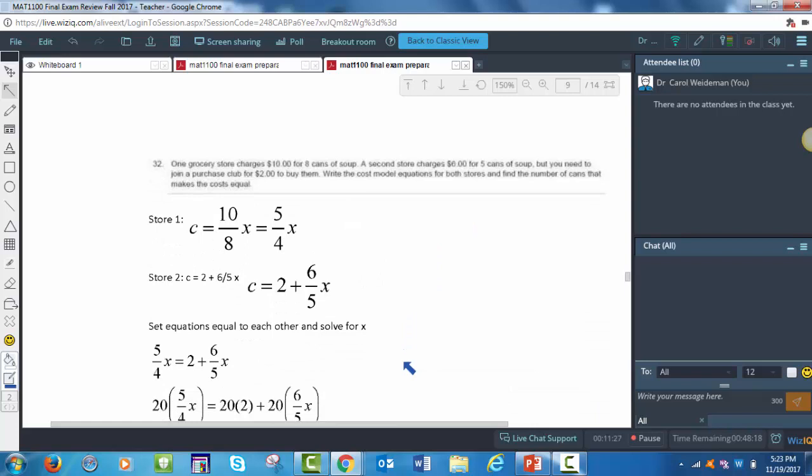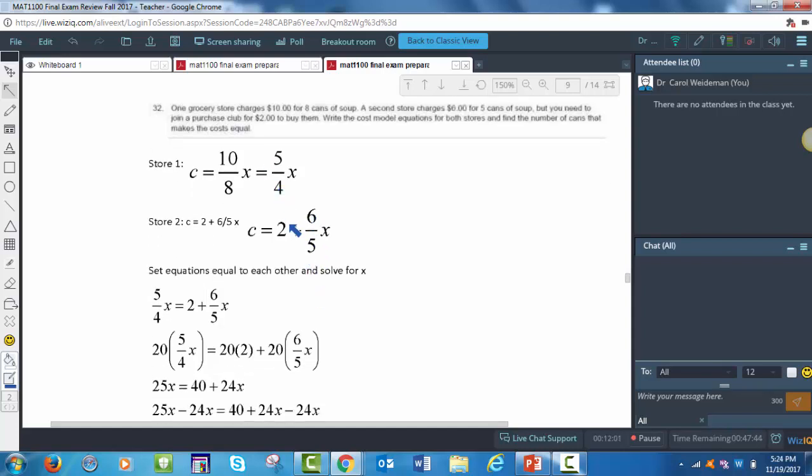A grocery store: one store charges $10 for 8 cans of soup. A second store charges $6 for 5 cans, but you need to join a purchase club for $2 to buy them. Write the cost model equations for both stores and then find the number of cans that makes the cost equal. So for the first store, the cost is 10 over 8 times x, the number of cans, and we're going to simplify that to be 5 over 4 x. And for store B, we've got $2 to join, and then it's $6 per 5 cans, so 6 over 5 per can. Set these two equations equal.